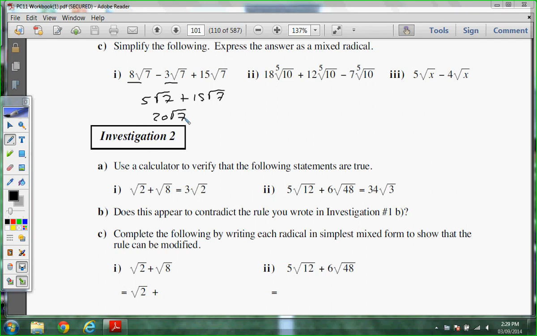Okay, got any questions so far? Are you okay? Okay. All right, so then the next one, I have 5th roots, so I'm good. All the same index. Radicands are all 10. 18 plus 12 is 30, 5th root 10, so 5 there. Minus 7 5th root 10 gives me 23 5th root 10. So that's that one's answer. And the last one, 5 root x minus 4 root x is just root x. Or you can put a 1 there if you want, but you don't have to.